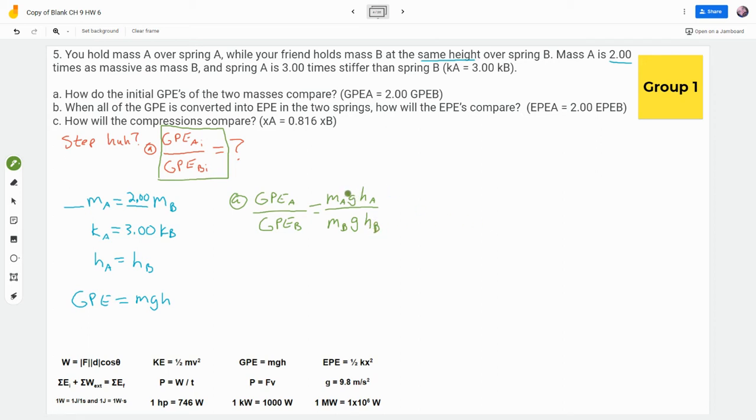All right, things can cancel now. G is certainly equal to G, so that goes away. We do also know that H sub A is equal to H sub B. So H sub A over H sub B goes away too. That's just 1. So we're left just with MA over MB. Now, do we keep or replace these things? Start with M sub A. It's very easy to replace it, so let's replace it: 2.00 M sub B. On the bottom, it would be tricky to replace it, so we're going to keep M sub B. M sub B over M sub B goes away, and we get 2. So that's our answer. That's what the ratio is equal to.